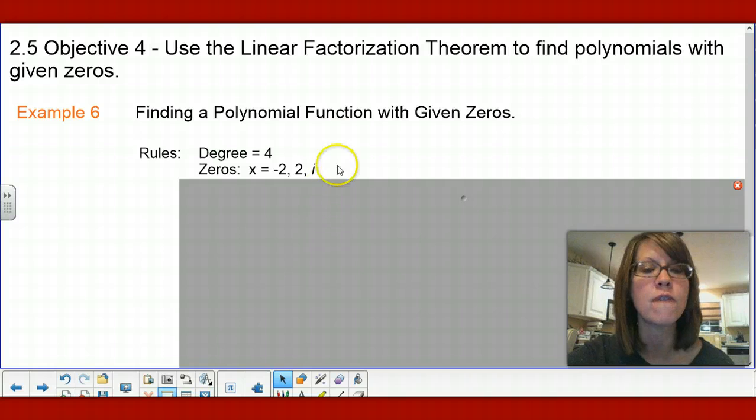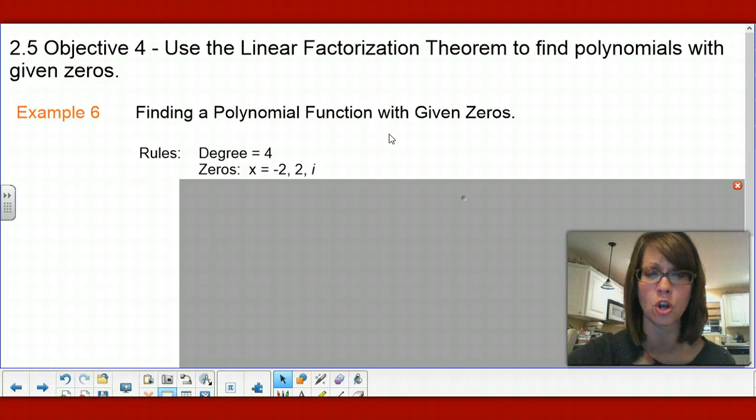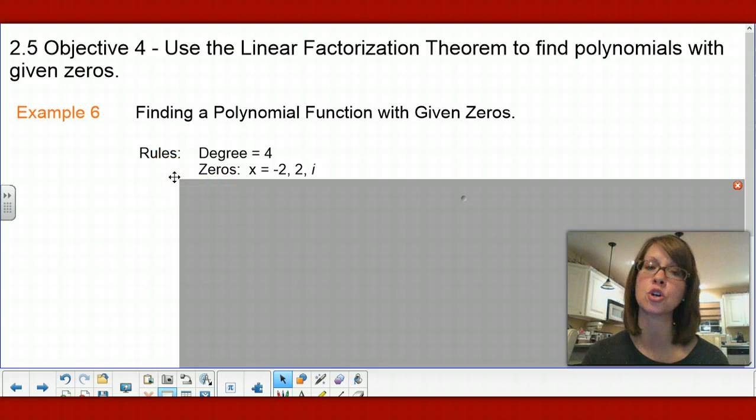Okay, so finding a polynomial with given zeros. We did this with quadratics back in Algebra 2. Now we're going to do it with things beyond quadratics, just larger polynomials here. So we're given a couple of rules with example 6. It says make sure it's a fourth degree, and it has to have at least these three zeros, -2, 2, and i. Okay, that was given in the problem.